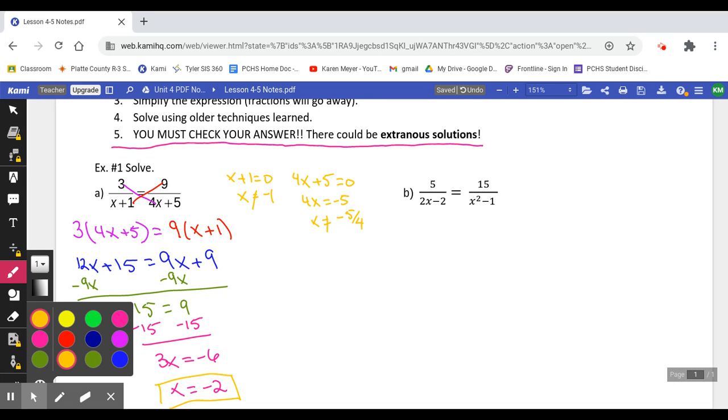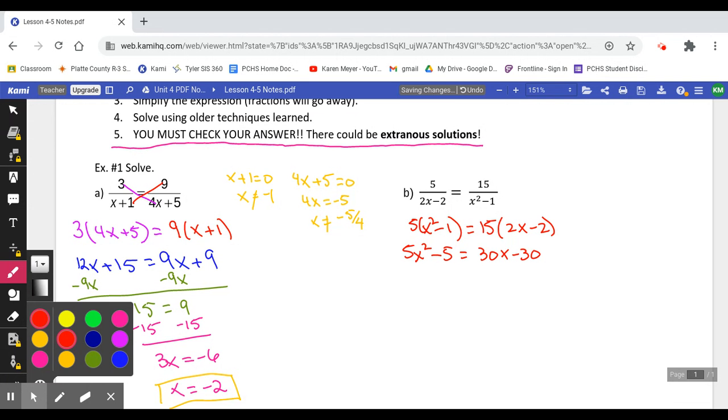Okay, so then let's go over to the next one. Once again, start by cross multiplying because there's only two fractions. So 5 times x squared minus 1 equals 15 times 2x minus 2. So 5x squared minus 5 equals 30x minus 30.